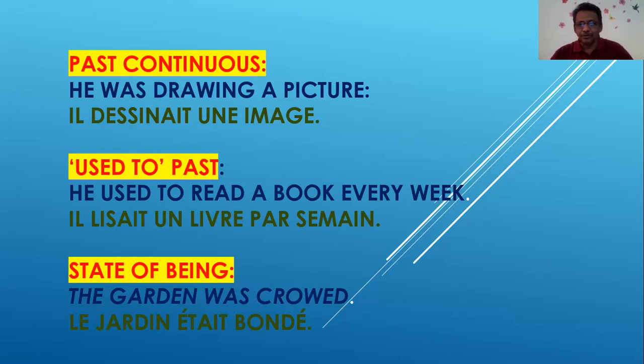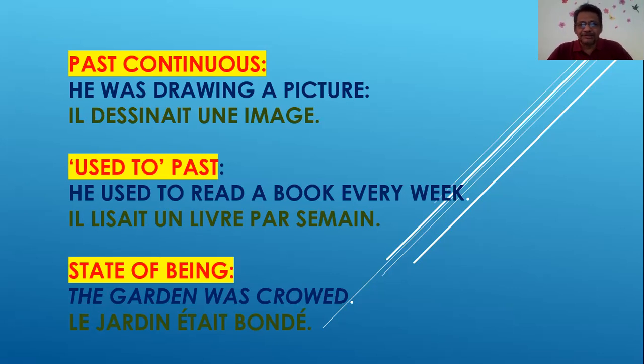Il dessinait une image. The verb dessiner is conjugated in imparfait. So first, when you conjugate a verb in imparfait and form a sentence with that conjugated verb, it is translated into past continuous tense.